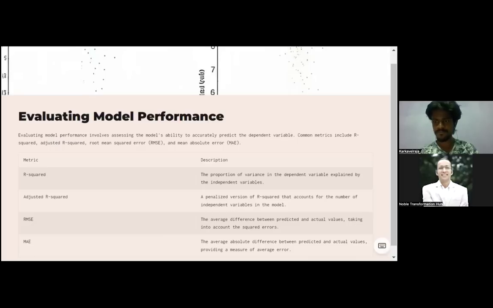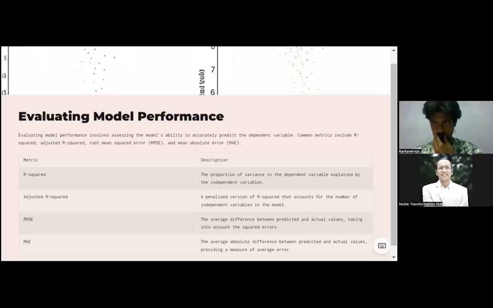So, evaluating model performance. These are the parameters we will be using. R squared is the proportion of the variance in the dependent variable explained by the independent variables. Adjusted R squared is the penalized version of R squared, that accounts for the number of independent variables in the model.